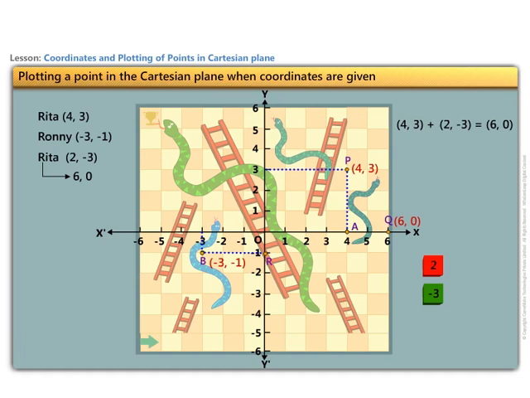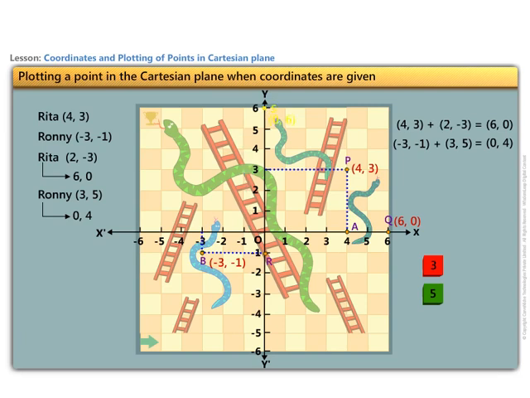It's Ronnie's turn again. He gets the numbers (3, 5) on the dice. What will be the new position of Ronnie's move? The initial position of Ronnie was at (-3, -1). So, the new position of the move will be at (0, 6). Since the x-coordinate is 0, the point S(0, 6) will lie on the positive y-axis and at a distance of 6 units from the x-axis.